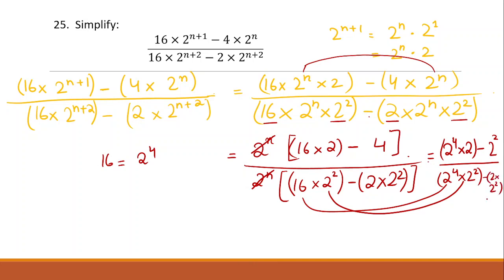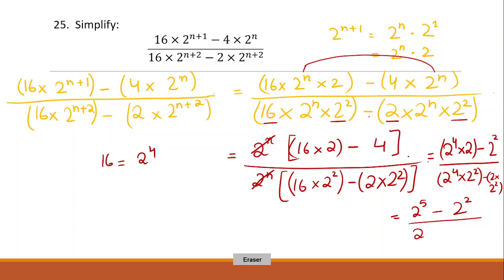So the thing is, we add the powers. Now just add the powers. 2 to the power 4 multiplied by 2 is basically 2 to the power 5, right? 4 plus 1. Negative sign, 2 to the power 2, divided by 2 to the power 4 times 2 to the power 2 and so on. First of all, you can take 2 to the power 2 as common, because it is common in both the terms, right? So you can just write 2 to the power 2 outside, 2 to the power 4, negative sign, and 2.